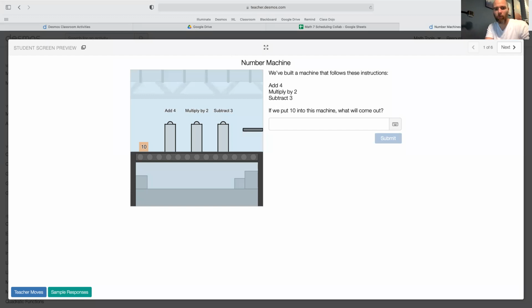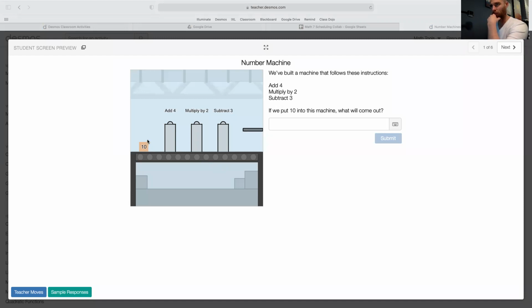Let me pull my drawing tool out. We'll go with dark red today. And the question on the screen, this is the first page of the activity, says: we've built a machine that follows these instructions. Add 4, multiply by 2, and then subtract 3. If we put 10 into this machine, what will come out?